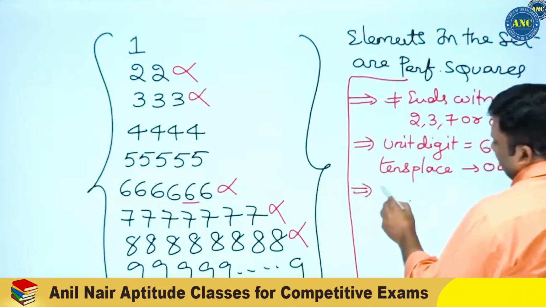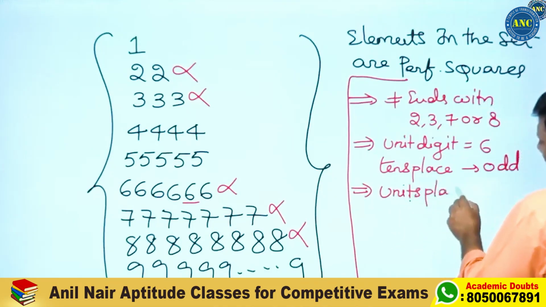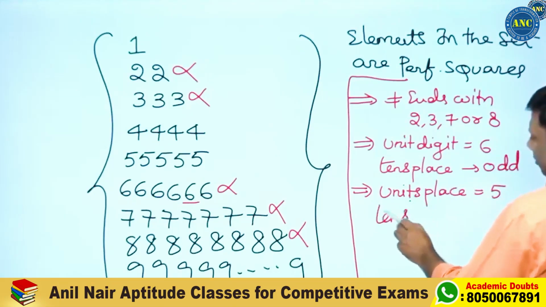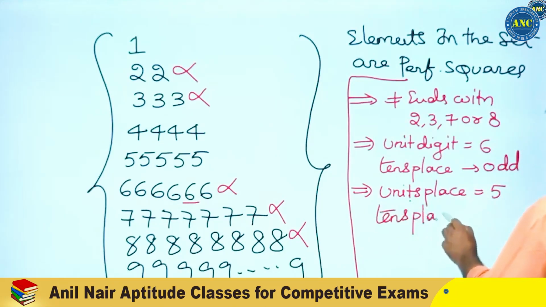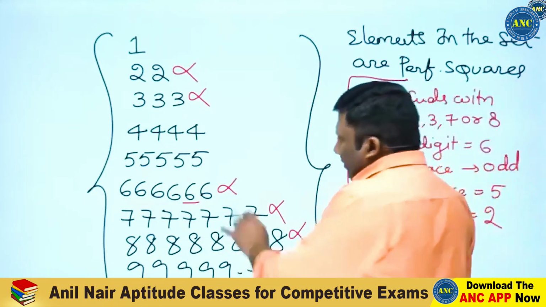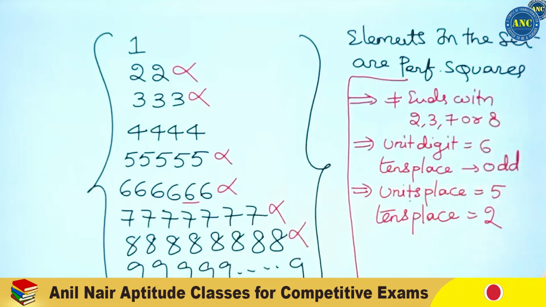Any perfect square whose units place is 5 will have tens place 2. 5 square is 25, 15 square is 225, 25 square is 625. Anything else is not possible.